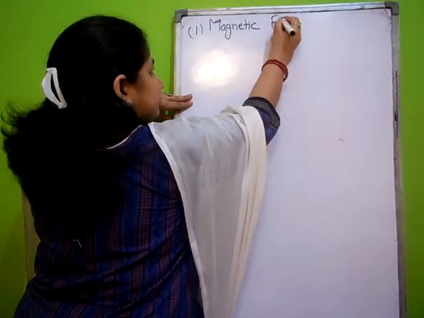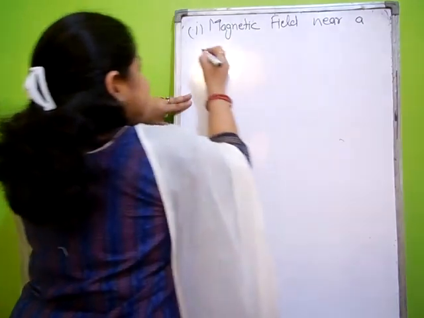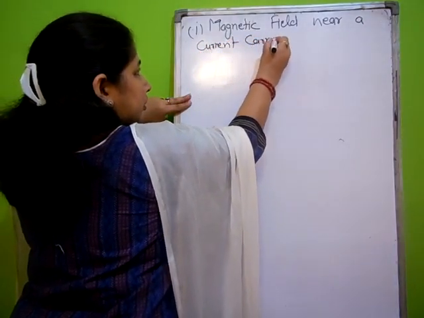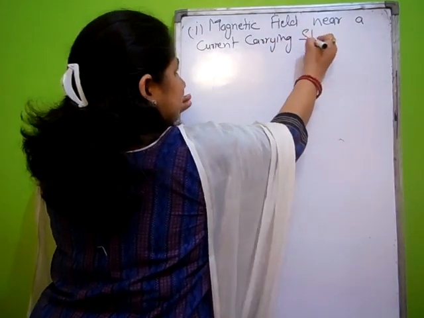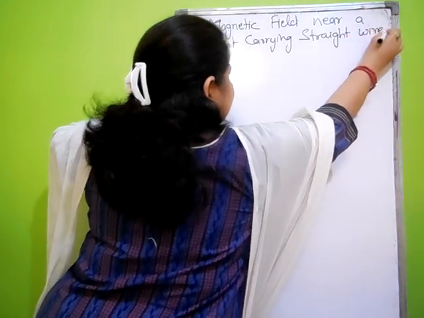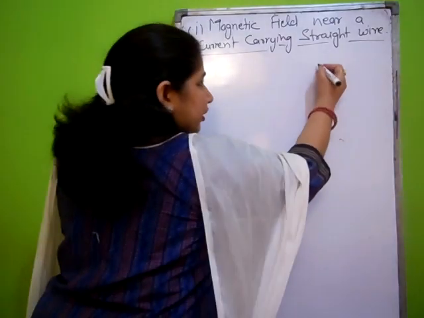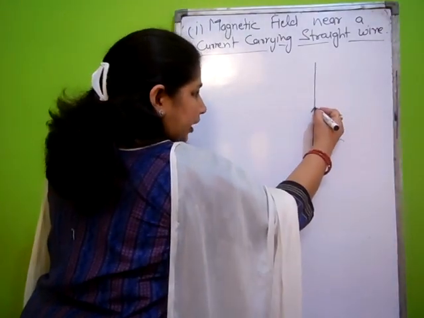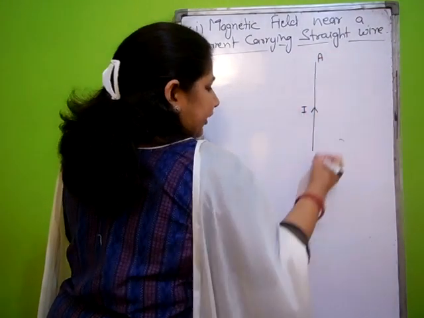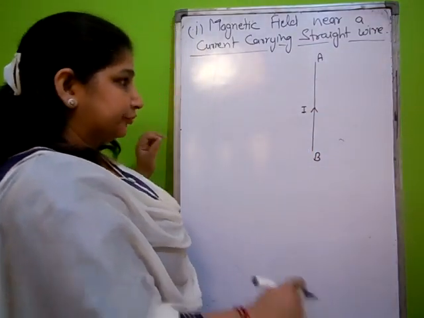The first application is the magnetic field near a current carrying straight wire. Suppose we have a current carrying straight wire having a current I through it, as it is of finite length, then we consider, suppose it is a wire AB.